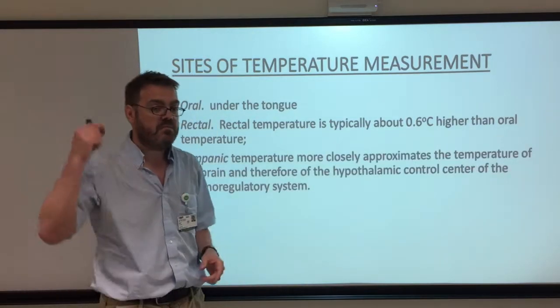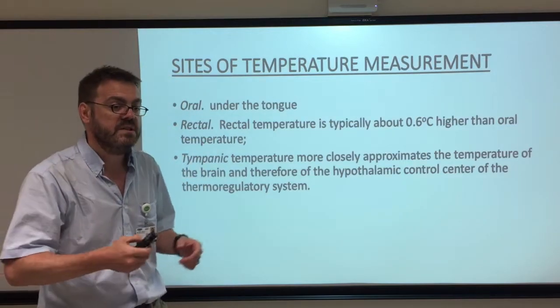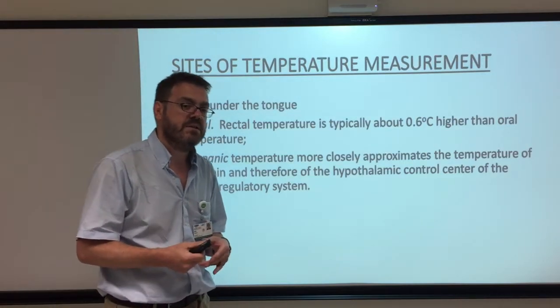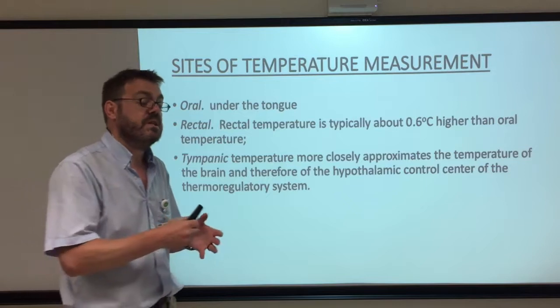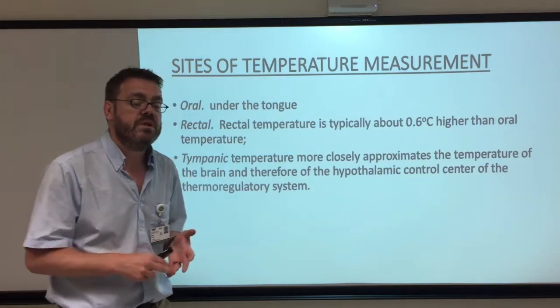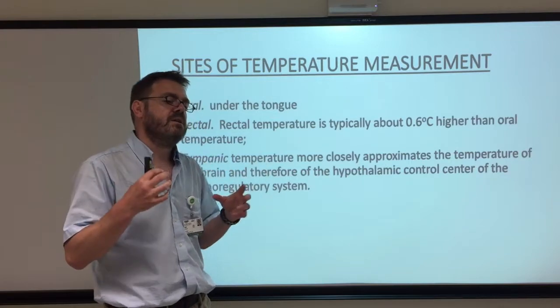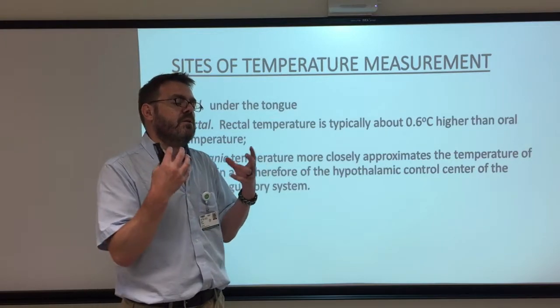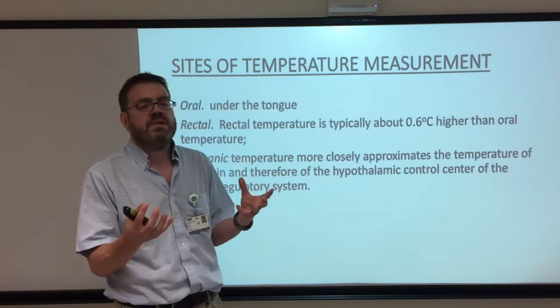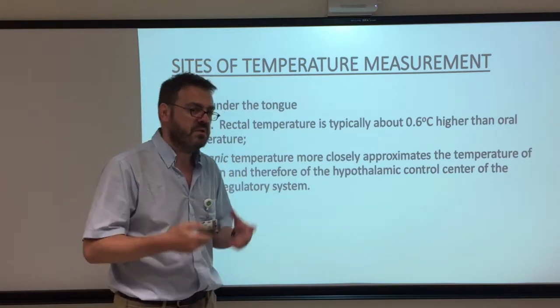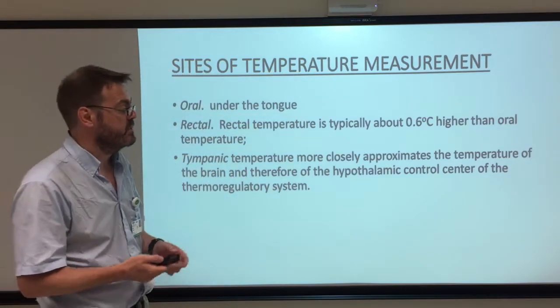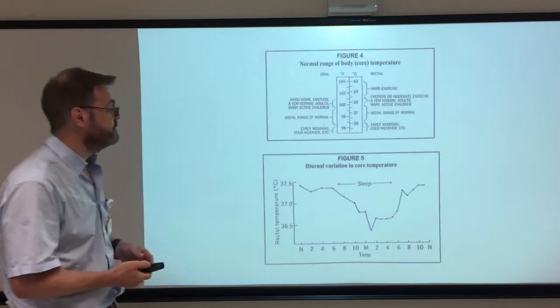Tympanic measurement then, putting a sensor in the ear. This usually detects infrared, and it's generally not only the easiest but the one that's used most in the clinic these days, because it directly approximates the temperature of the brain, where it is probably one of the most important places to look at it.